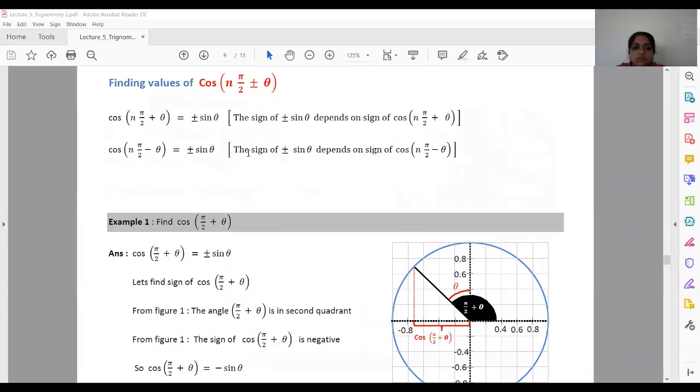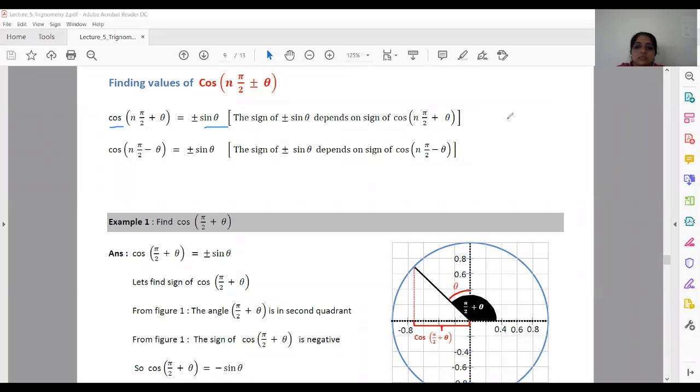The same thing for the cos. Finding the value of cos of n pi by 2 plus or minus theta: for that, the cos function will convert into the sine. But what is the sign of this sine function? It depends on the left hand side, the sign of cos of n pi by 2 plus theta, and the same for n pi by 2 minus theta.